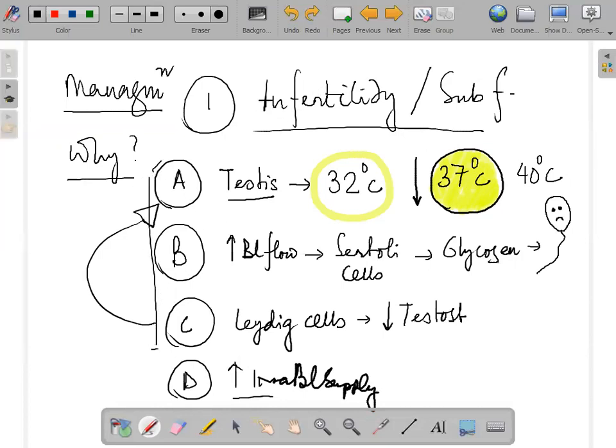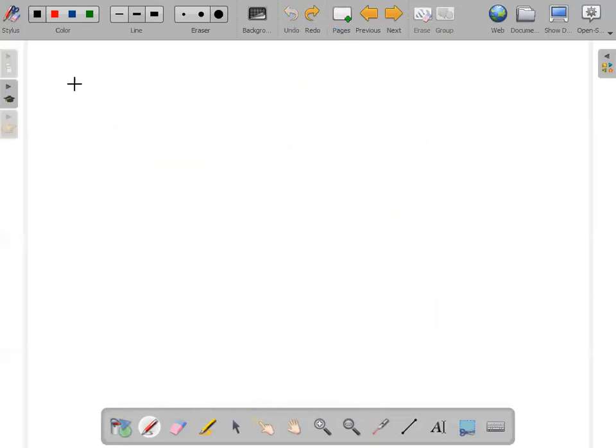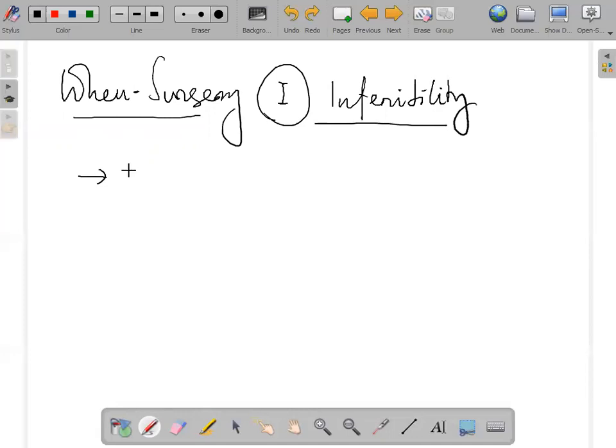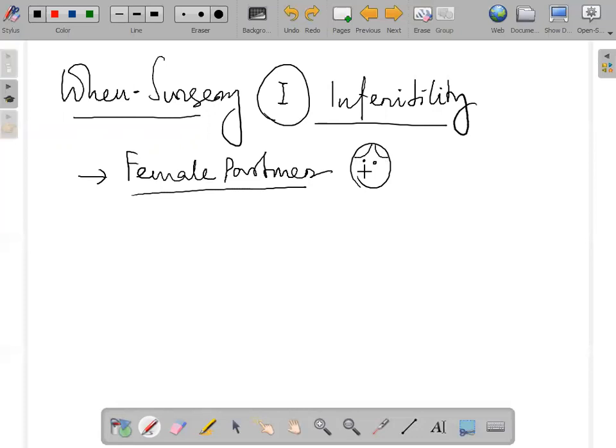So we have talked about why a varicocele causes infertility. So what are we going to do for a varicocele? When should you think about surgery in a varicocele? Again, the answer is very straightforward. You talk about infertility, subfertility. What are the criteria? Number one, the female partner has been ruled out, meaning she does not have any problem and everything is okay from her side.